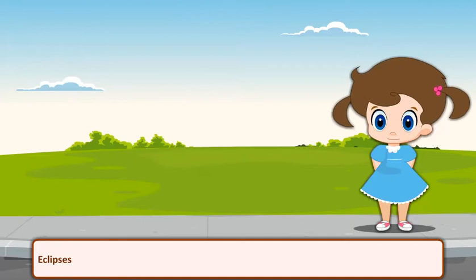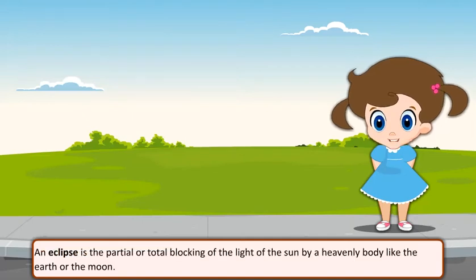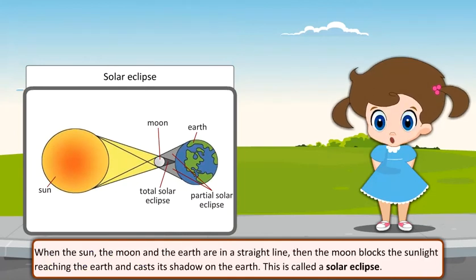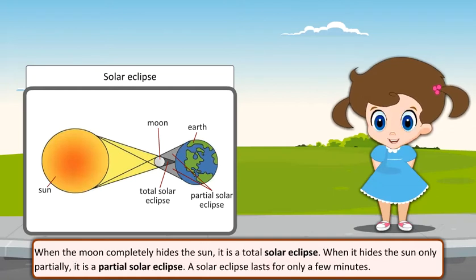Eclipses. An eclipse is the partial or total blocking of the light of the sun by a heavenly body like the Earth or the moon. Solar eclipse. When the sun, the moon and the Earth are in a straight line, then the moon blocks the sunlight reaching the Earth and casts its shadow on the Earth. This is called a solar eclipse. When the moon completely hides the sun, it is a total solar eclipse. When it hides the sun only partially, it is a partial solar eclipse. A solar eclipse lasts for only a few minutes.